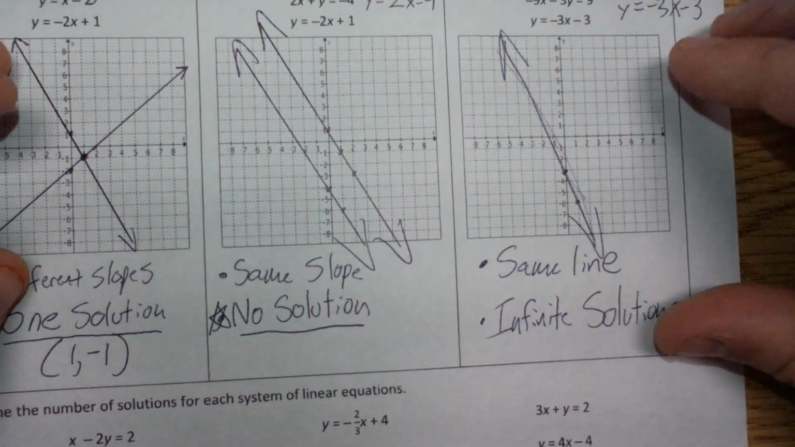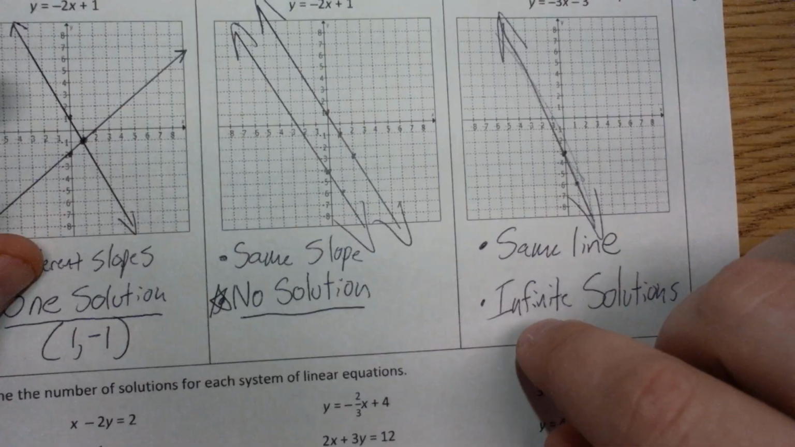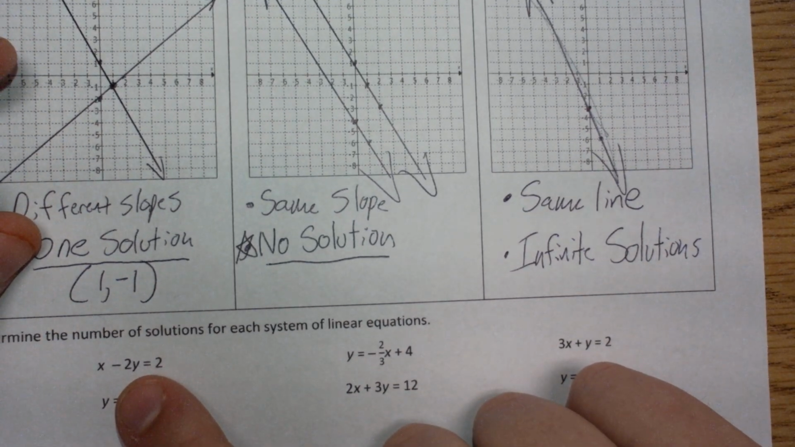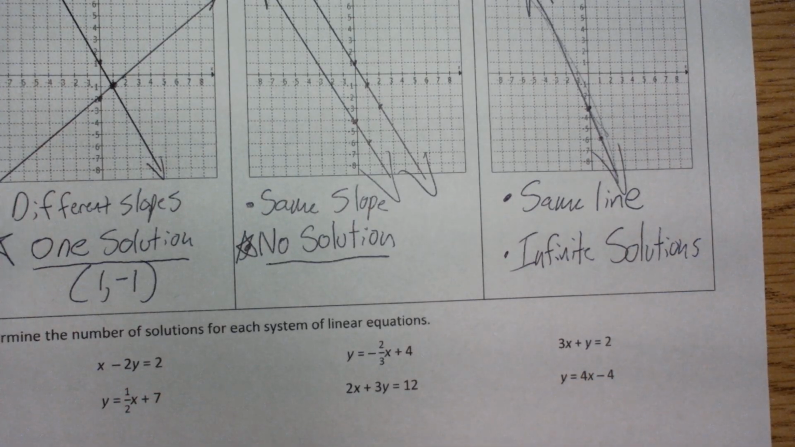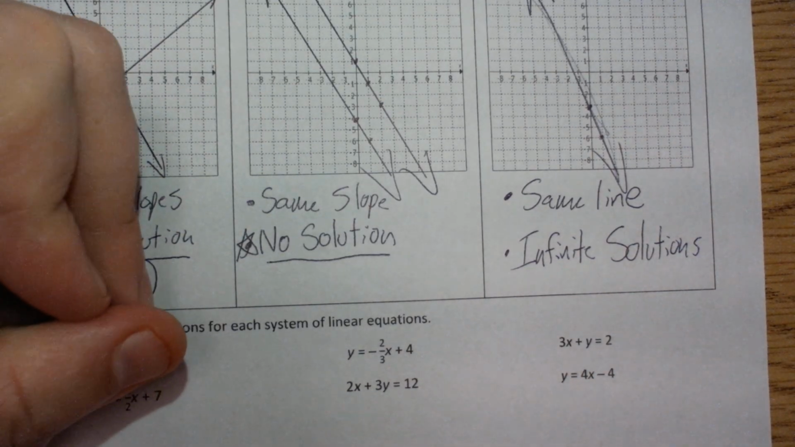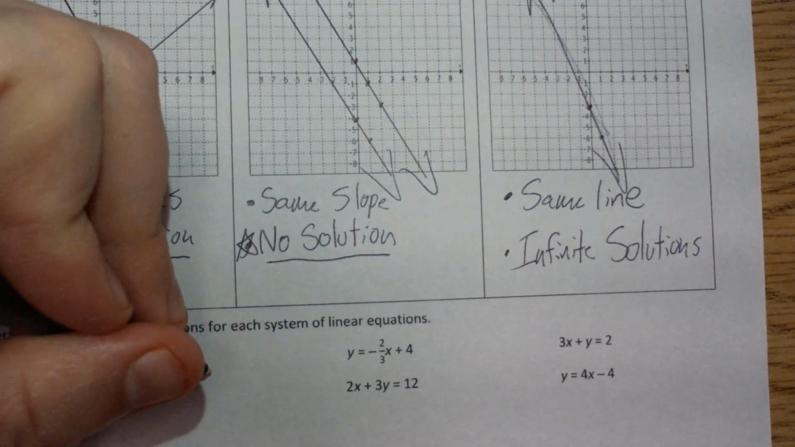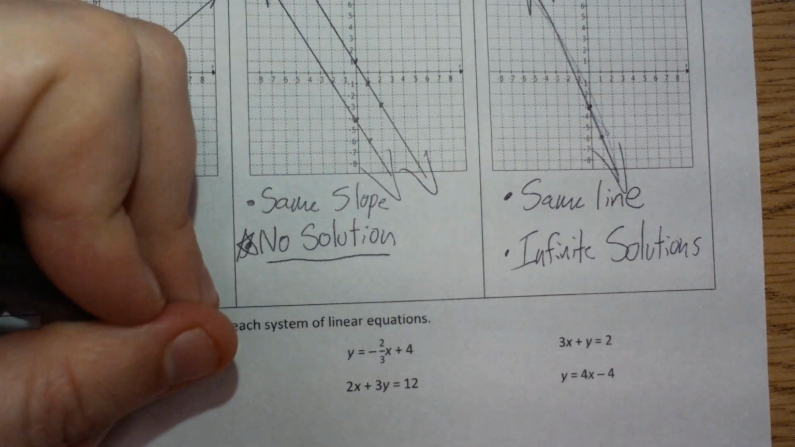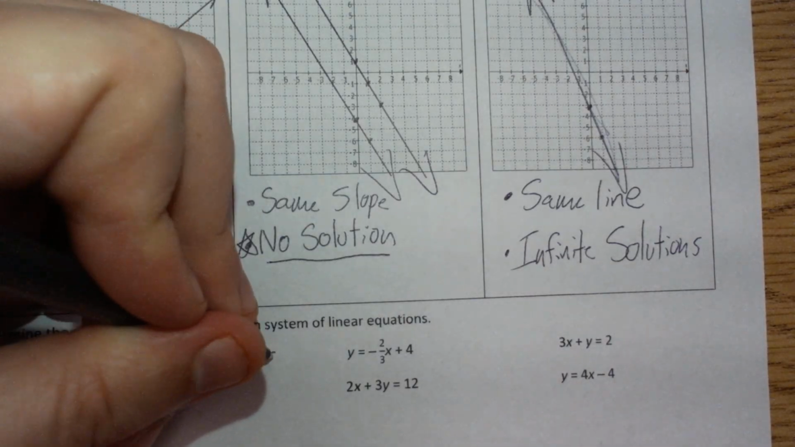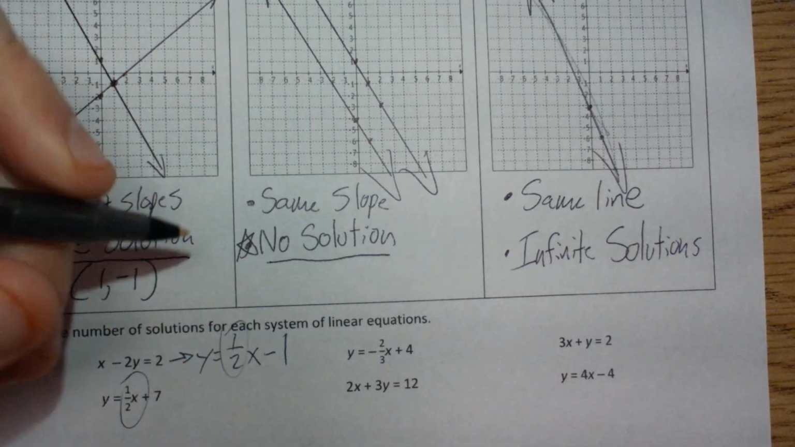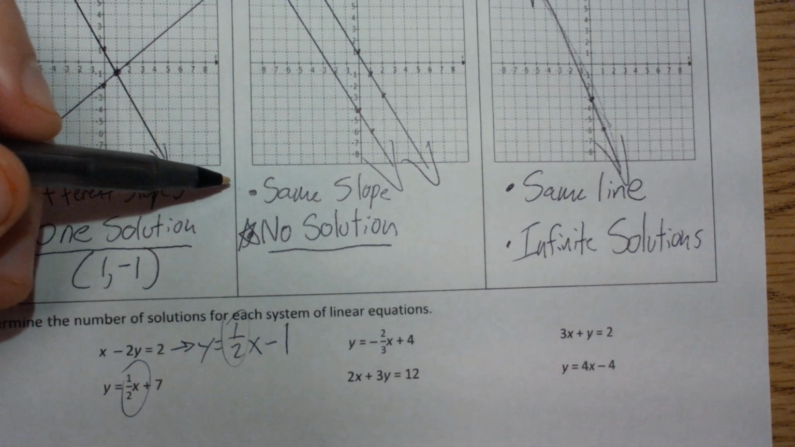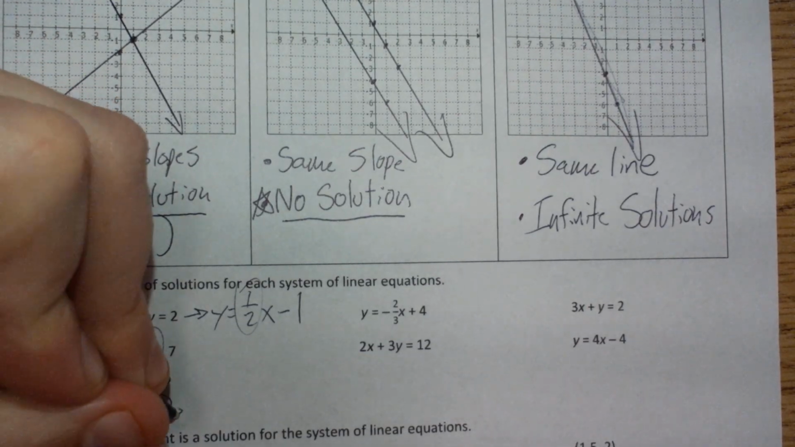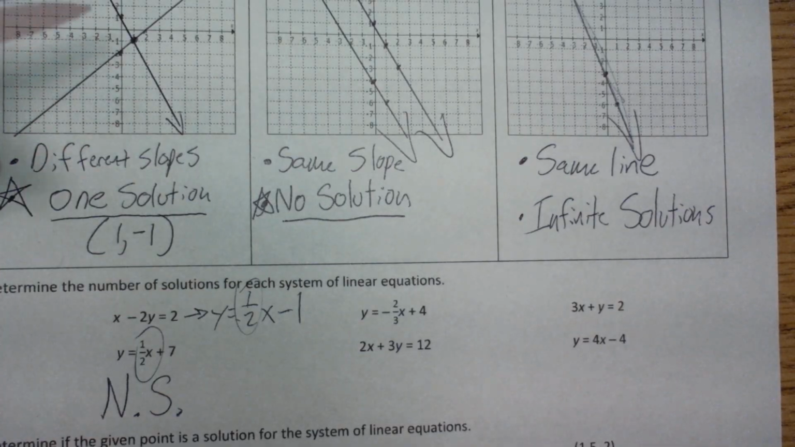Okay, and so we're just looking today at how many solutions there are. When I change this one, it would change to y equals 1/2 x minus 1. So same slope, I'm going up here, and since it's the same slope, that means no solution. So no solution because we have the same slope and different y-intercepts.